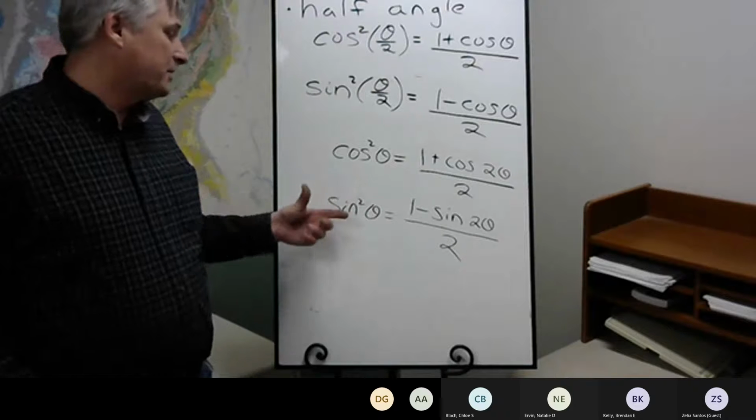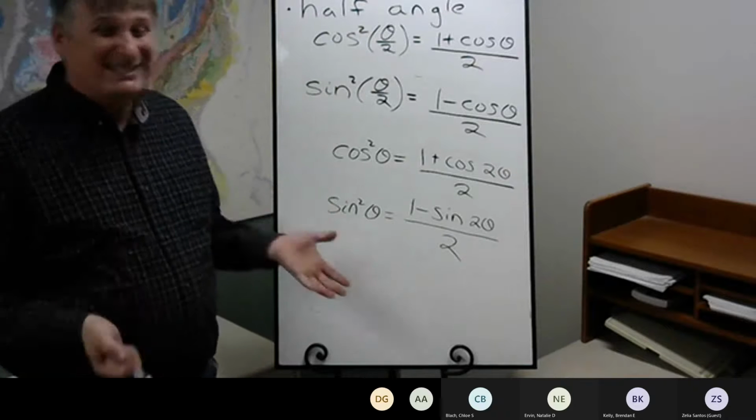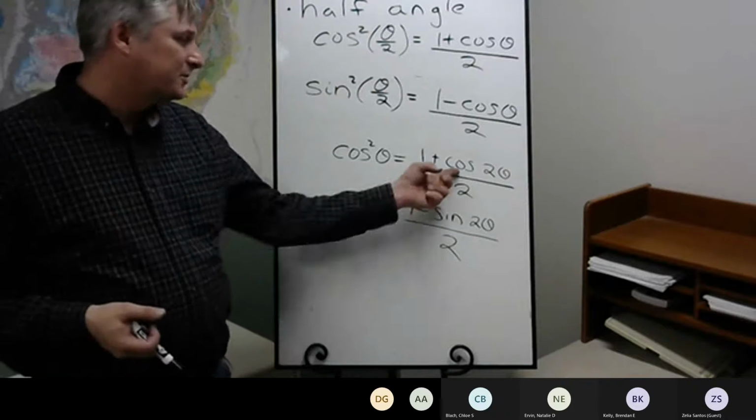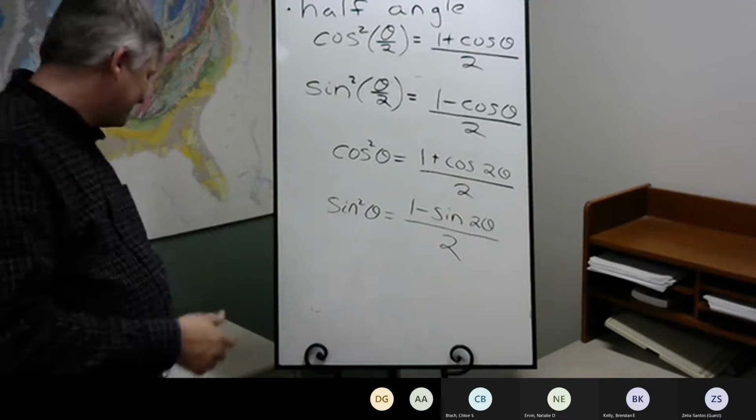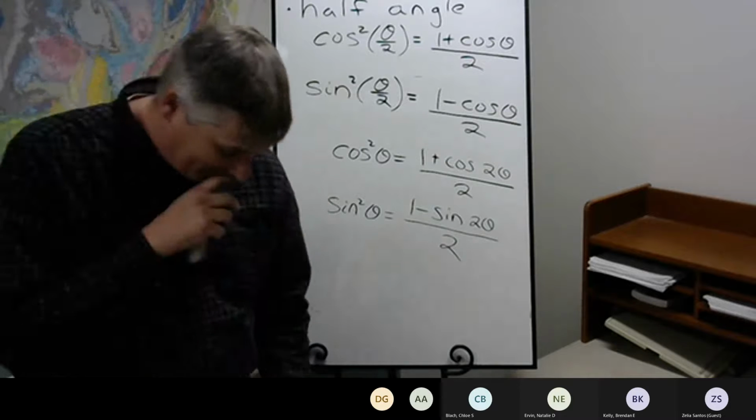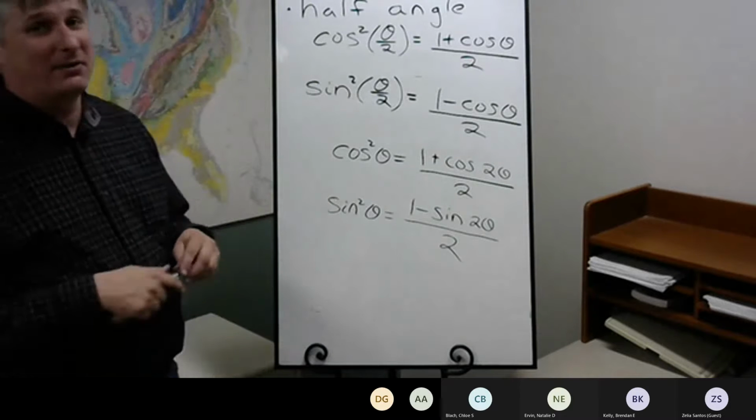So again, just be aware that these are here. If you find yourself with a cosine squared or a sine squared and you need to get rid of them, this is one way you could do that. So, any questions about that?